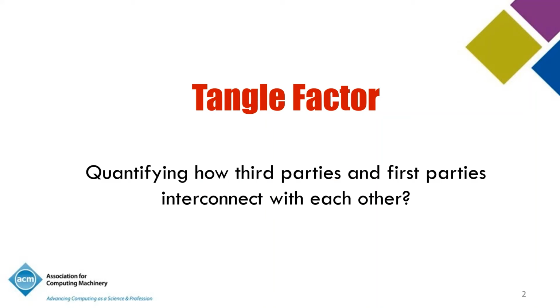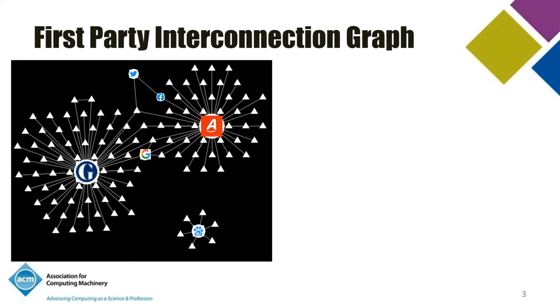Therefore, to quantify how third parties and first parties interconnect with each other, we developed a metric called tangle factor. But how could we calculate the tangle factor? To calculate the tangle factor, we need to draw the first-party interconnection graph. So let's go back to our extension data.